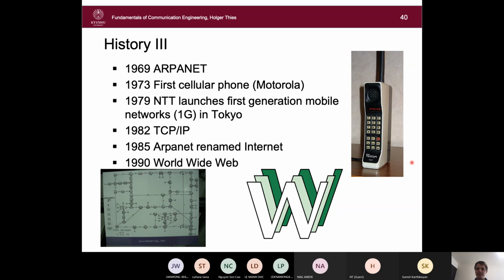And finally, in 1985, which kind of is the beginning of the internet, because then the ARPANET was renamed to the internet. And the World Wide Web, which is part of the internet, which is responsible for displaying websites and so on, was invented in 1999.